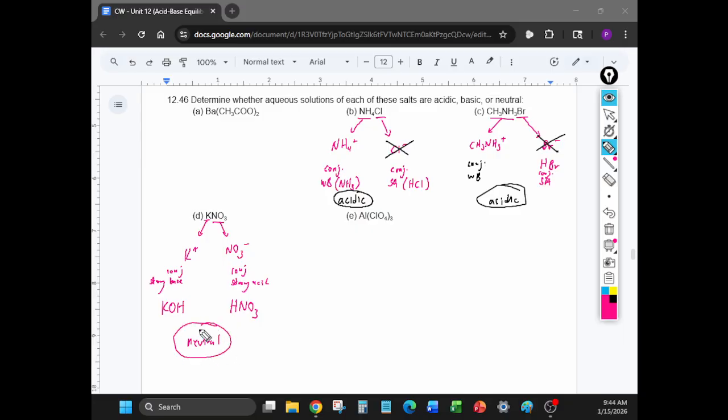Neither of these ions can react with water because they are conjugates of strong species. And so it's a one-way reaction. It just wants to dissociate. It will not go into equilibrium.